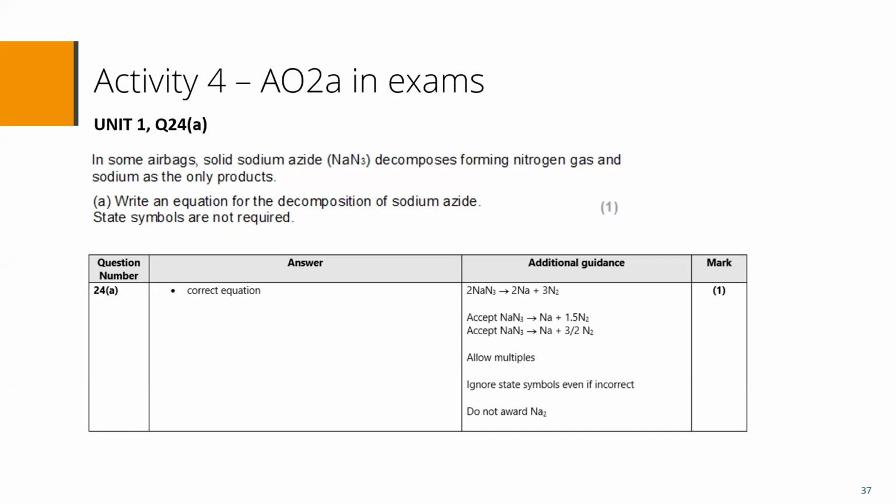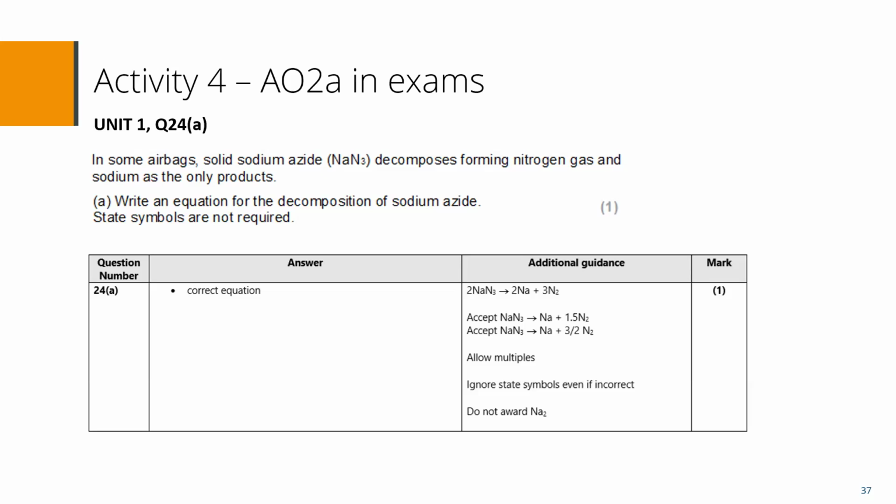Here's the first question. In some air bags, solid sodium azide decomposes to form nitrogen gas and sodium. Write an equation. The correct equation we'd expect to see is the one shown there: 2NaN3 gives 2Na plus 3N2. Accept multiples. So accept those two. If they double it up, that's allowed as well. Ignore state symbols, even if incorrect.